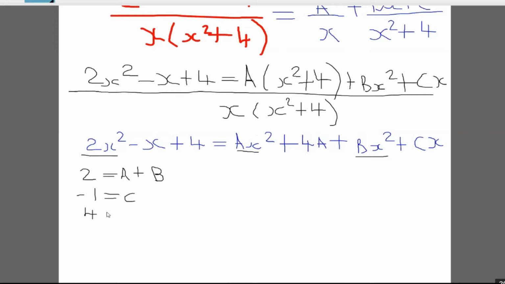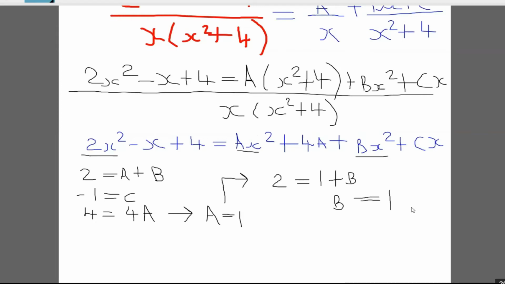And then 4 is our constant, and the constant we have on the right is 4A. So 4 is equal to 4A, which implies that A is equal to 1. Now follow the loop. If A is equal to 1, then 2 is equal to 1 plus B, so B must be 1. So A equals 1, B equals 1, and C equals negative 1.